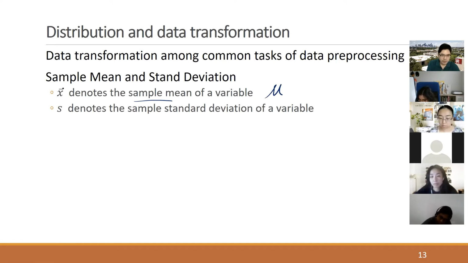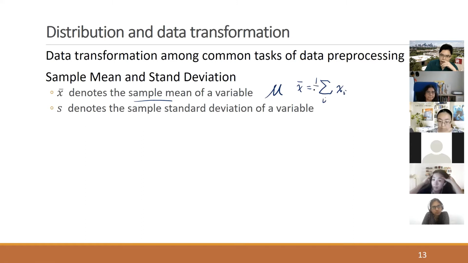So X bar, we use a bar to denote the mean, and this should be very familiar to you. If I want to describe what a sample mean is, it is the sum of all the X inside the sample divided by the sample size. We will use the sigma summation sign quite often to denote how some of the quantities are calculated.